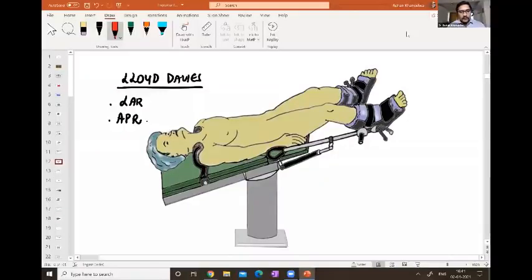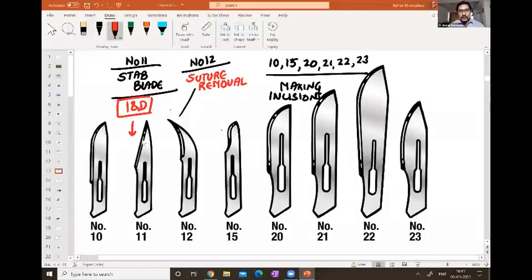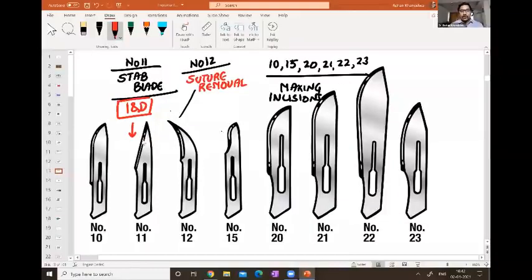Another important thing is regarding surgical blades. And this question was asked last year in your FMG exam, that number 11 is the stab blade. Number 11, this pointed one, is the stab blade, and this is used for incision and drainage. To drain an abscess, we use a number 11 blade. Number 12 blade is curved from the front, and this is used for suture removals. The other blades, 10, 15, 20, 21, 22, 23, are all used for making incisions. So you should definitely know about number 11 and number 12 blades. These have been asked in the exam.